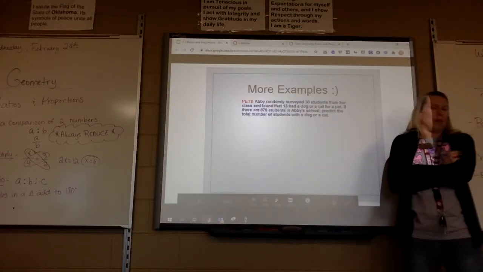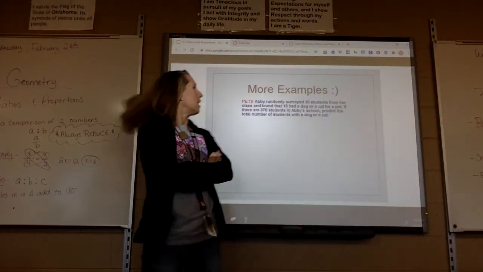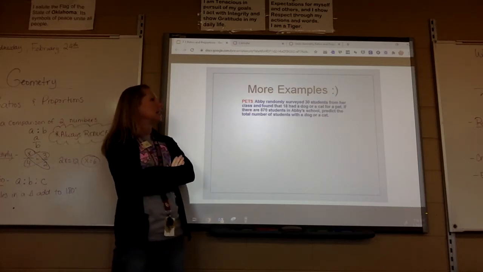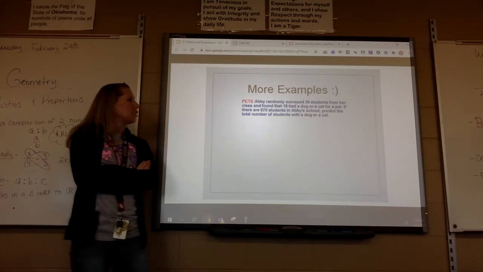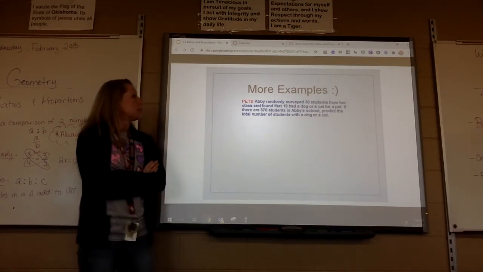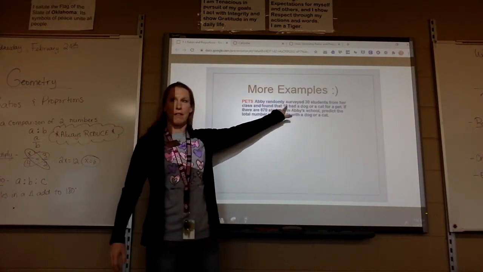Last type of problem. You're going to set up a proportion, cross multiply, and solve. So this one says that Abby randomly surveyed 30 students from her class and found that 18 had a dog or a cat. If there are 870 students in Abby's school, predict the number of students with a dog or a cat.